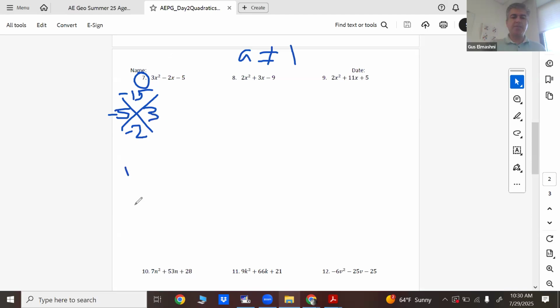Okay, so now I'm going to do a box. Totally gonna do this box method now. I'm going to put the first term in the upper left corner, 3x squared. The last term in the lower right corner, negative 5. And remember, what this represents, this is actually negative 2x. It just splits. The diamond helps us split the middle term.